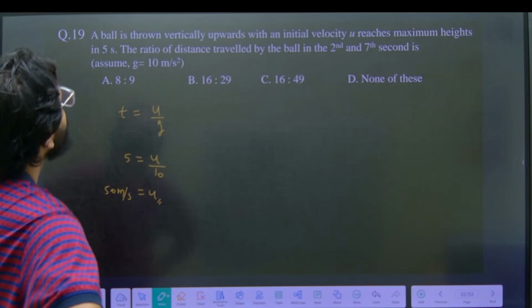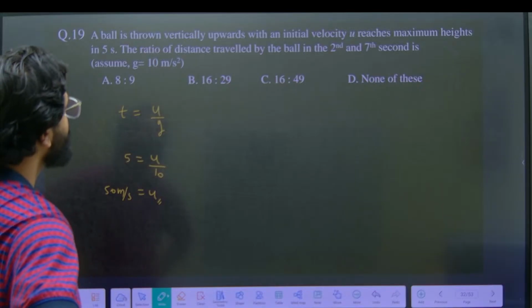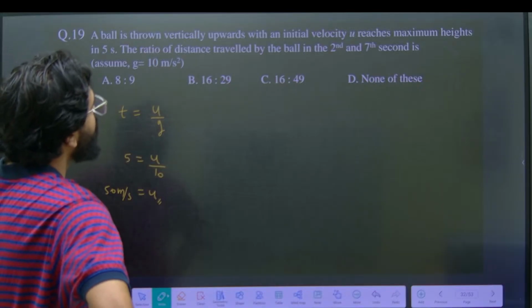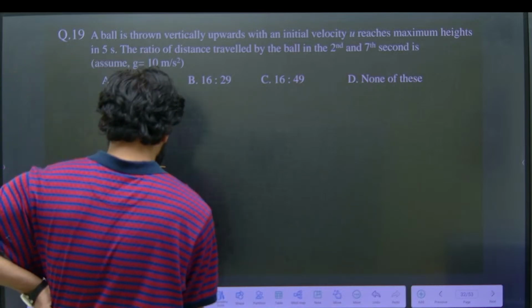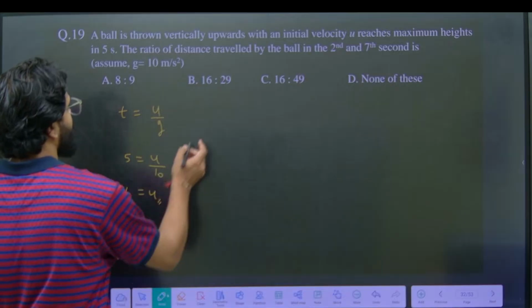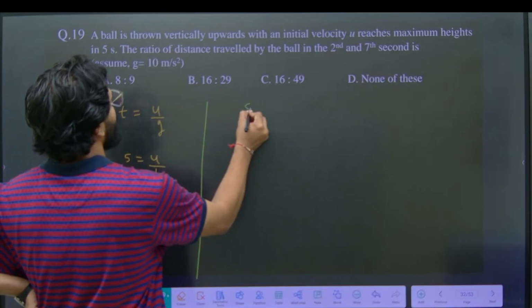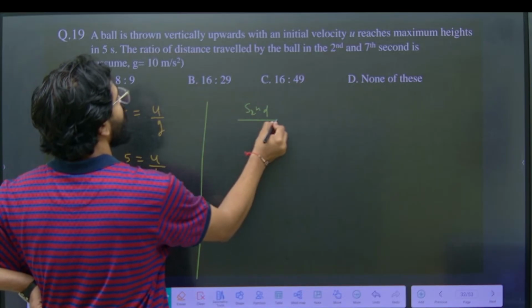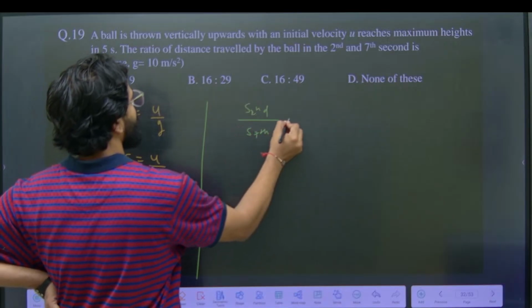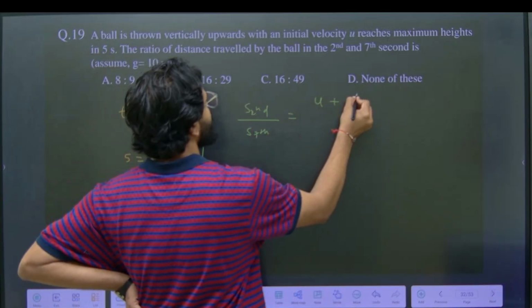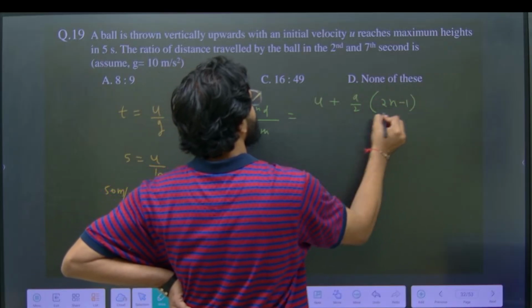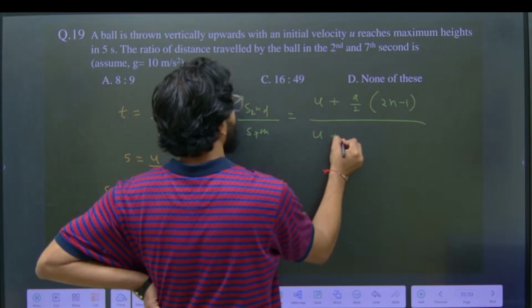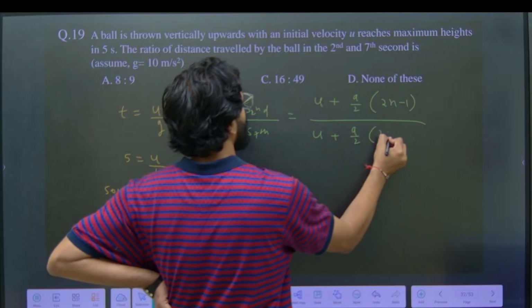So the ratio of the distance traveled by the ball in the 2nd second and the 7th second. They are trying to ask us to calculate S second upon S seventh. So it will be u plus a by 2 into 2n minus 1, divided by u plus a by 2 into 2n minus 1, right?